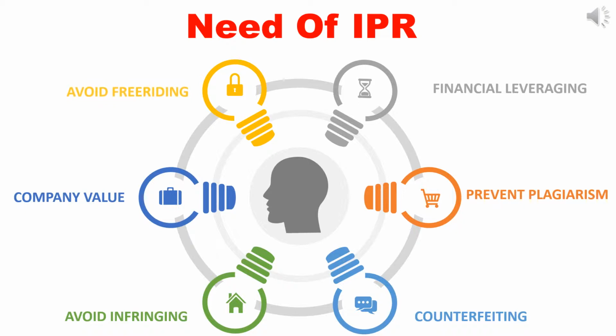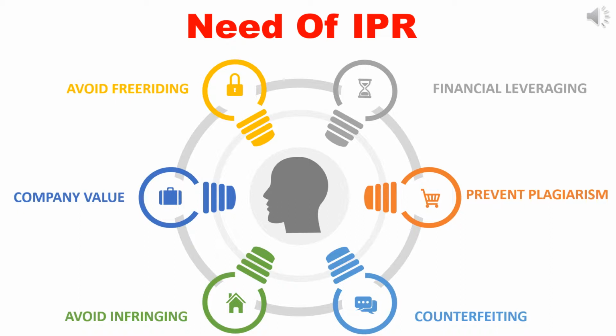Next one up is financial leverage. IPR gives new ways to financially leverage the intellectual property through licensing opportunities. Next is to avoid plagiarism. It is the practice of taking someone else's work or ideas and passing them off as one's own. So, IPR offers protection against this so that nobody else can take credit for your work.